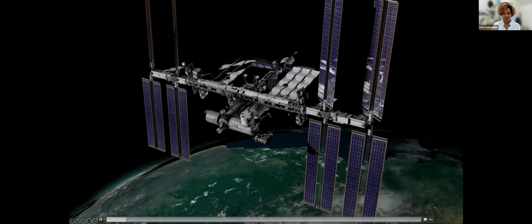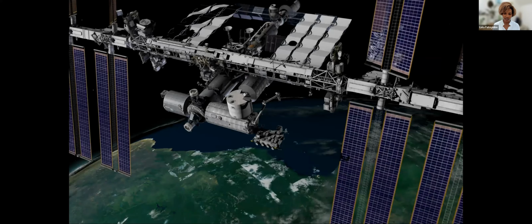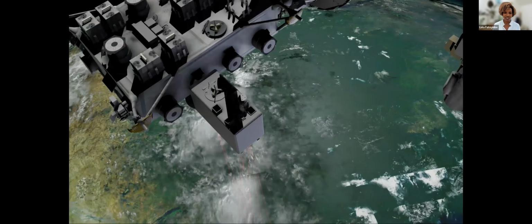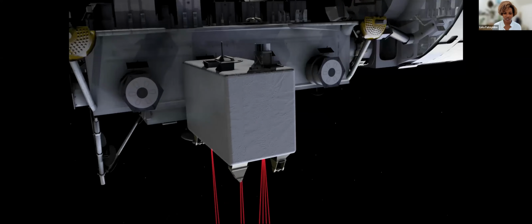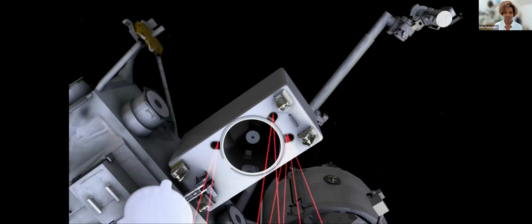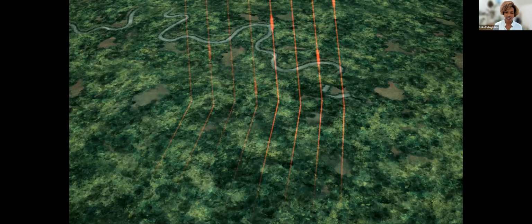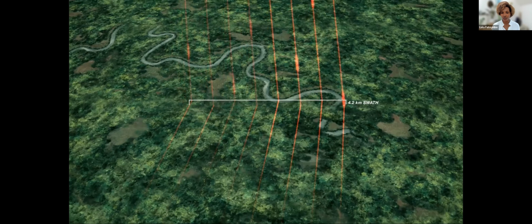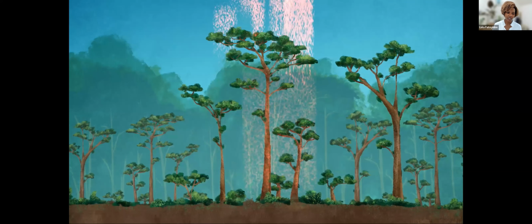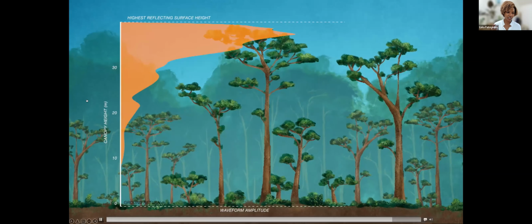So GEDI stands for the Global Ecosystem Dynamics Investigation. It's an instrument that is on the International Space Station, which we're zooming in on now. And what you see here is the GEDI instrument. It's about the size of a fridge. And out of the bottom of it, you have 8 lasers that are shooting out at our planet and essentially collecting data. There's a 4.2 kilometer swath, but every footprint that is produced by GEDI is about 25 meters in diameter.